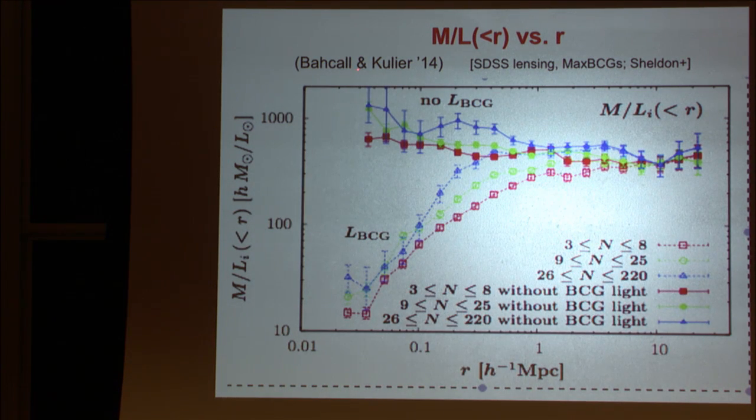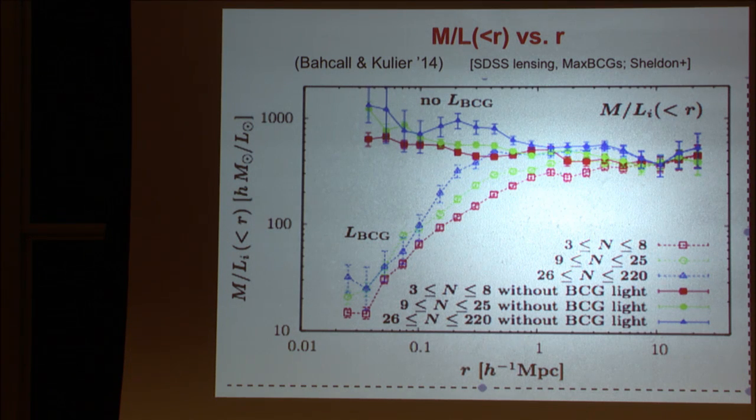So here is work done with Andrea Collier here, looking at the mass per unit light within a given radius as a function of scale, all the way from very small scales of 20, 30 kiloparsecs, 3 orders of magnitude up to 30 megaparsecs.